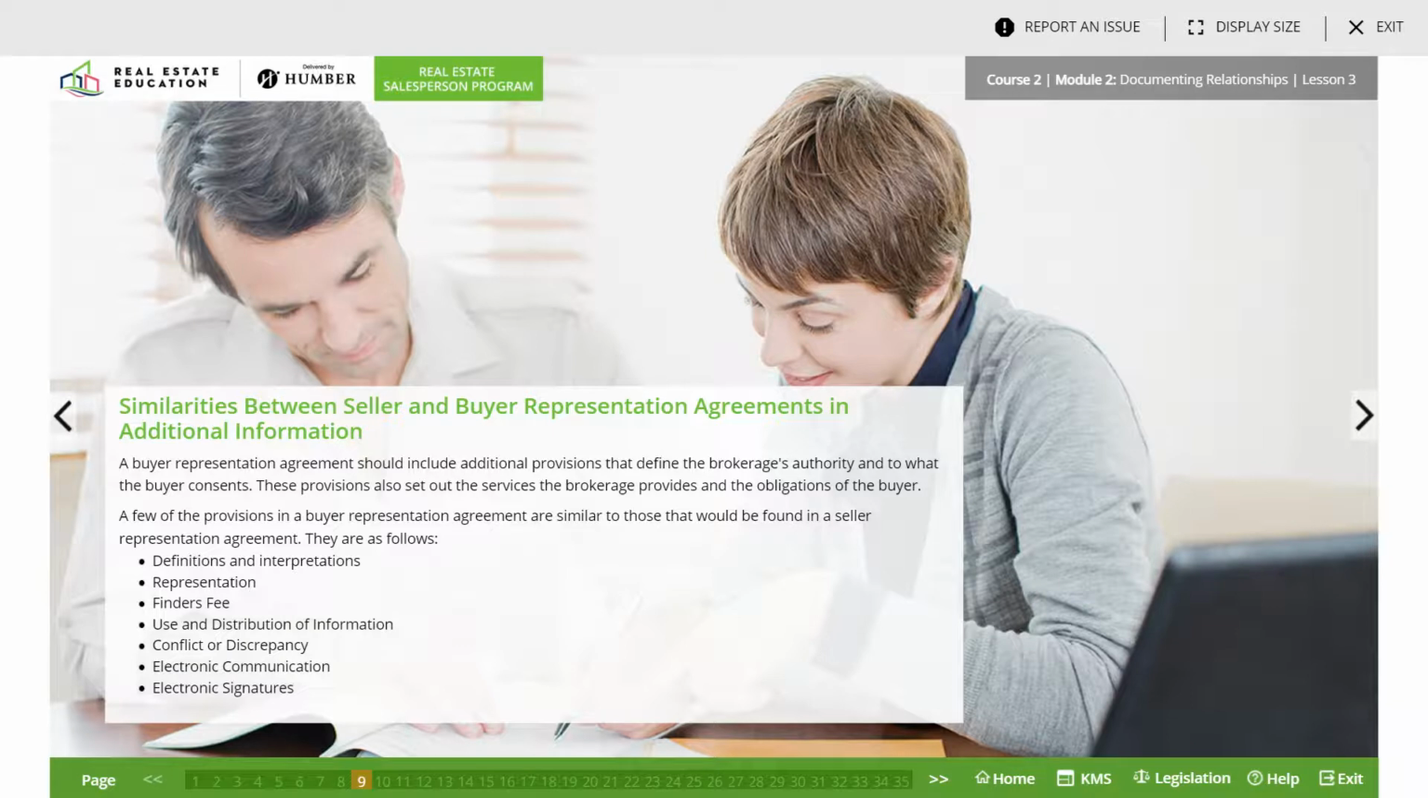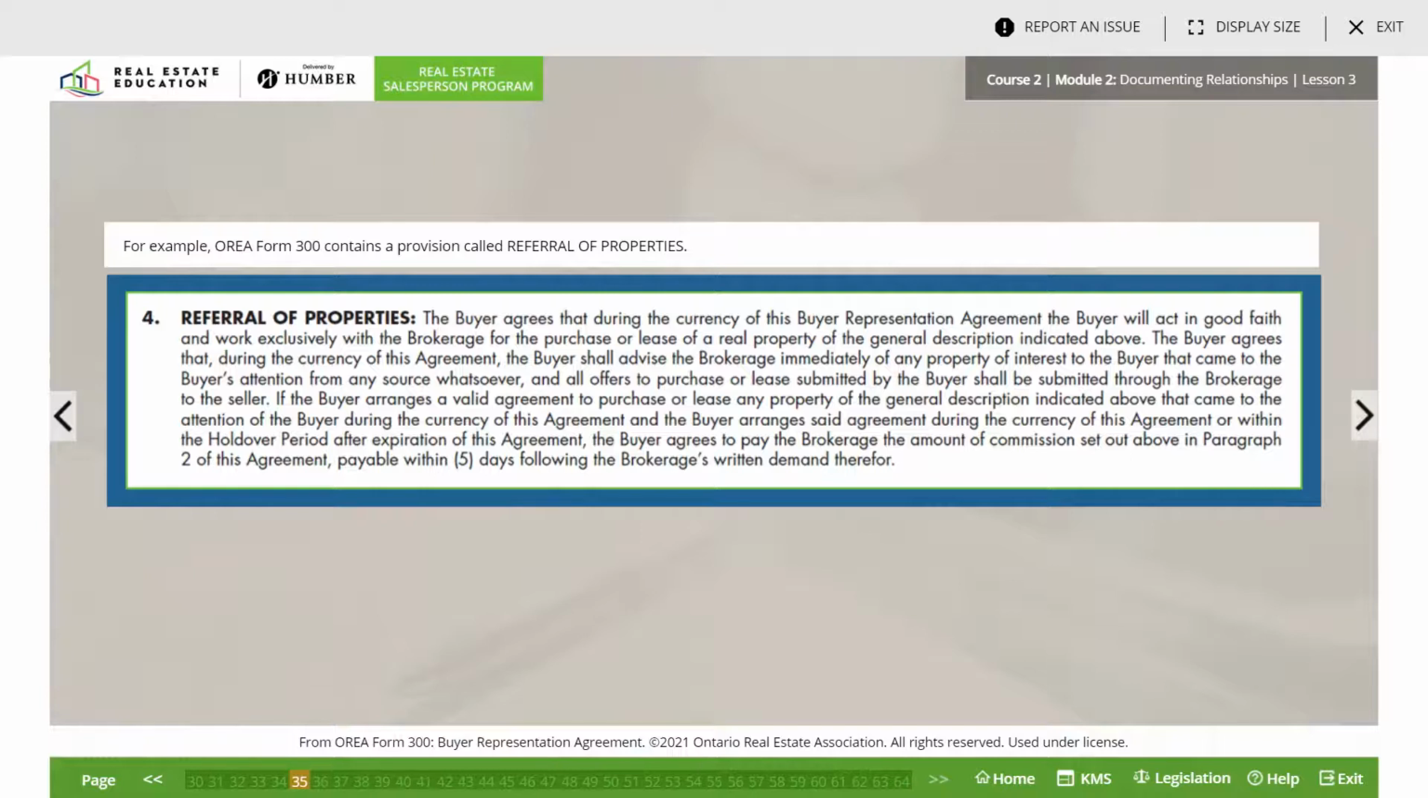A buyer representation agreement should include additional provisions that define the brokerage authorities and to what the buyer consents. Here are a few provisions in the buyer representation agreement that are similar to those found in a seller representation agreement: definitions and interpretations, representation, finder's fee, use and distribution of information, conflict and or discrepancy, electronic communication, electronic signatures. So this was basically the most important information that I found useful.